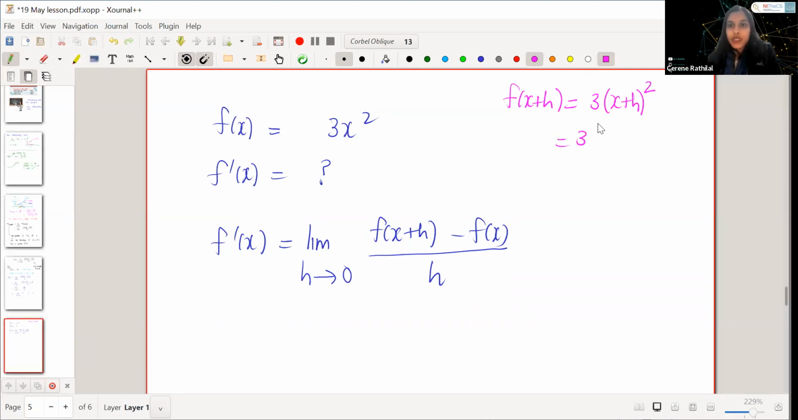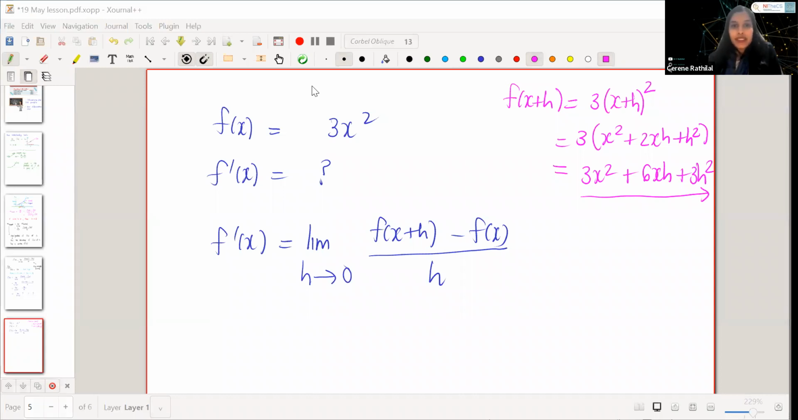So what we need to do is we now need to square the x plus h. What do we get in there? That's x squared plus 2xh plus h squared. All right. And then we can distribute the 3 into this. So this becomes 3x squared plus 6 times xh plus 3h squared. And so that is the final answer that we have here for f of x plus h. Does everybody agree with this bit? Okay. Great.